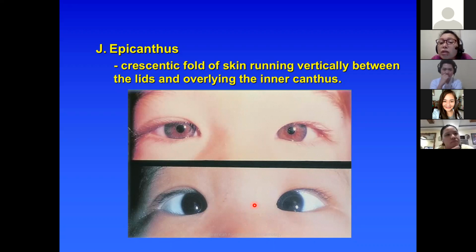Doon mo lang masasabi na duling din ang bata. But this one, this is not esotropic actually. Pero meron, hindi yata. Although the reflexes are not the same also. Ito, parang duling to. Parang may esotropia, because the reflex is here. The corneal reflex is here. It's not centered. This one is centered. This one is not. Parang may esotropia nga ito. So, may esotropia at the same time, may epicanthus.